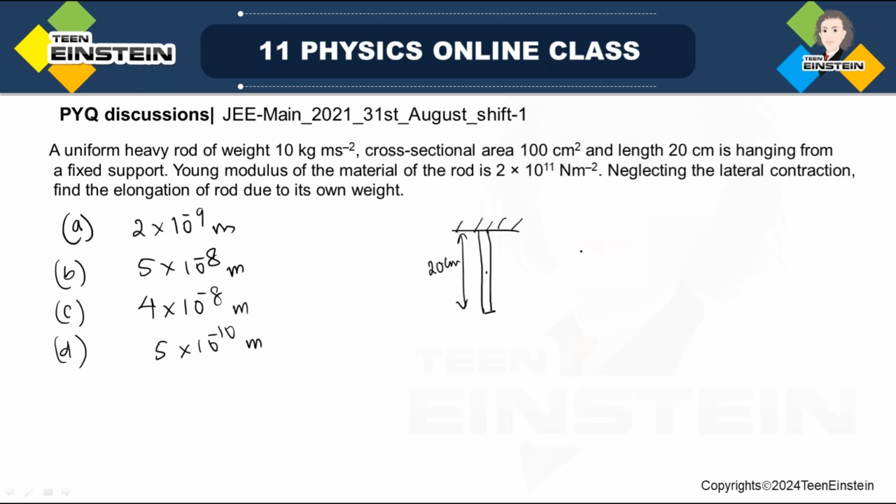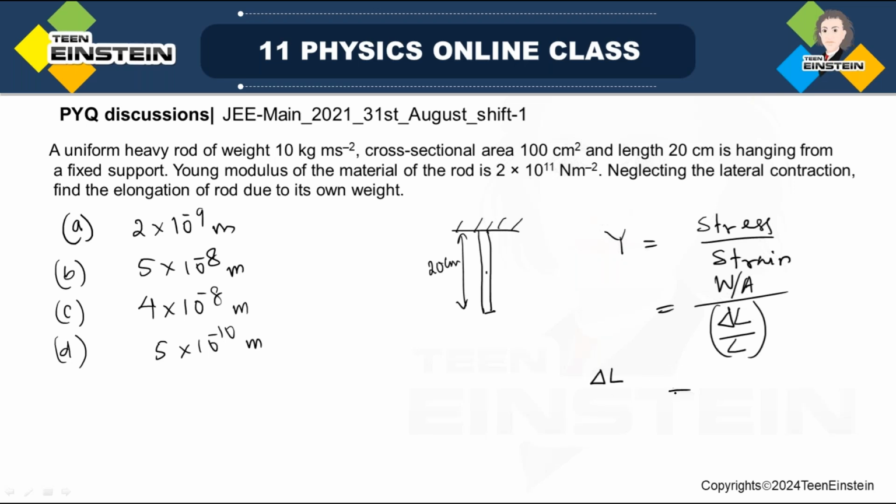So it is very simple, right? We know Young modulus is equal to stress by strain. It is the ratio of stress by strain. All right. So in this case, stress will be weight by area, and strain will be delta L by L. L is the original length, and delta L is the change in the length. So I have to find out what is the change in the length.